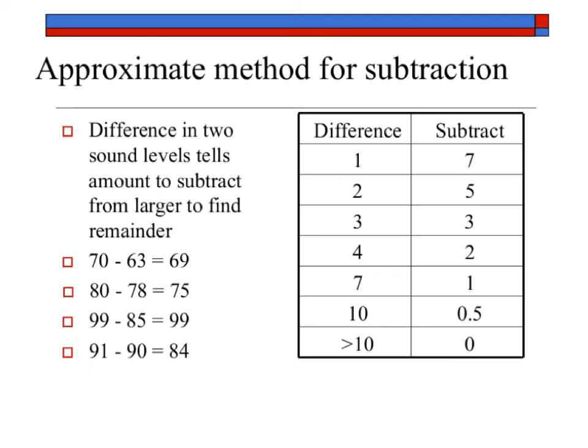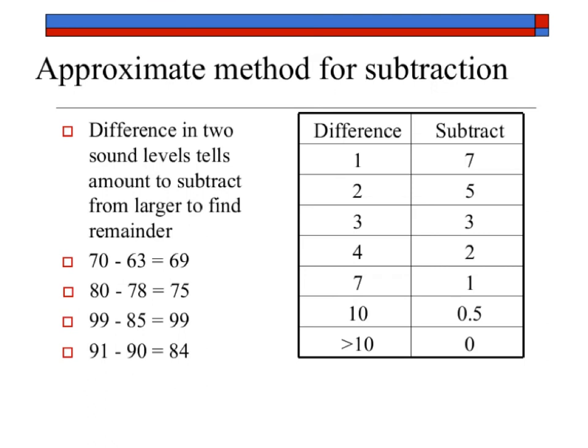So here's an example. 70 minus 63, the difference is 7, so we subtract 1 from 70, which gives us 69 decibels. Another way to check it would be 63 plus 69 would be 70. 80 minus 78, the difference is 2, so we subtract 5 from the 80 decibels, and that gives us 75. 99 minus 85, the difference is greater than 10, so using the last line of the table, we subtract 0 from the 99, so the difference is 99 decibels.